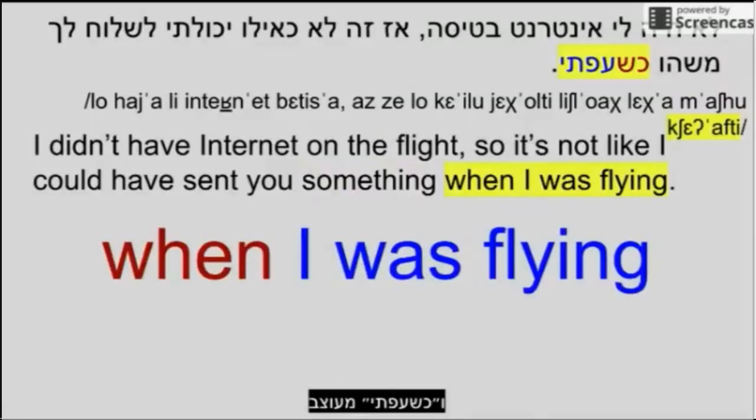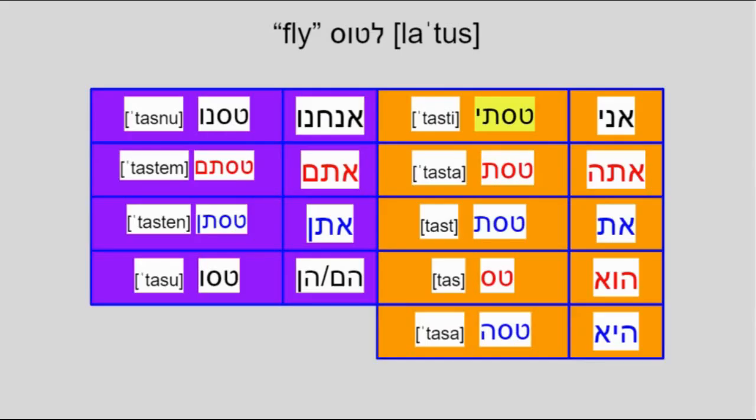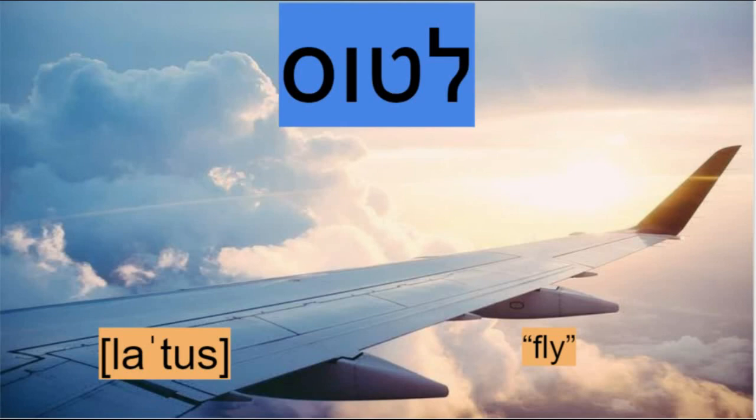And kshafti means when I was flying or when I flew. I used the less than optimal word for fly there. La'uf means fly, like when you fly yourself just out in the open or like a bird flies. I should have said kshtasti because latus is used for flying while actually sitting on a plane.